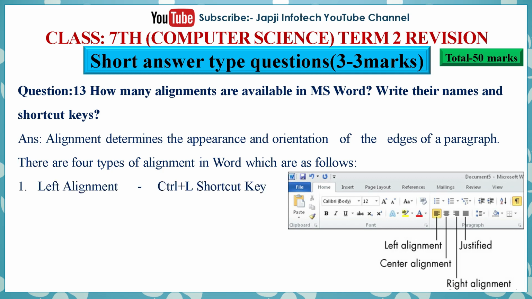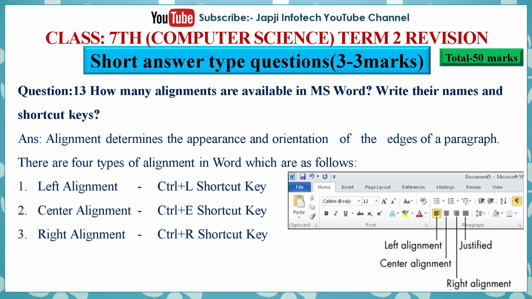The first one is left alignment, and the shortcut key is Control plus L. And the second one is center alignment, and the shortcut key is Control plus E. And the third one is right alignment, and the shortcut key is Control plus R. And the fourth one is justified alignment, and the shortcut key is Control plus J.